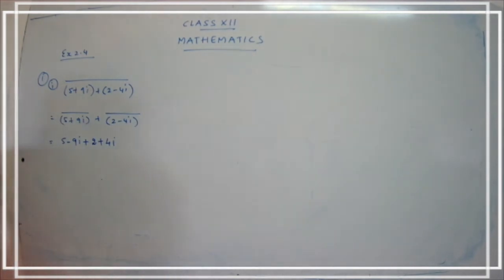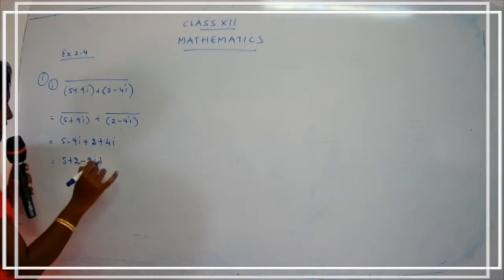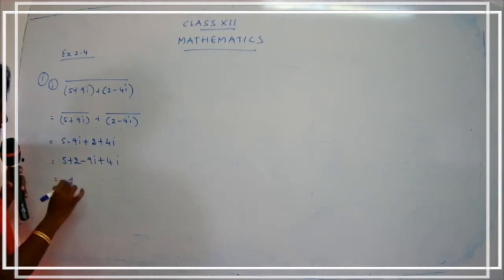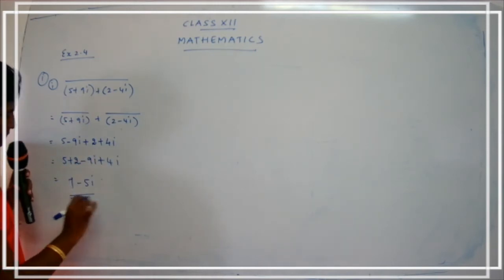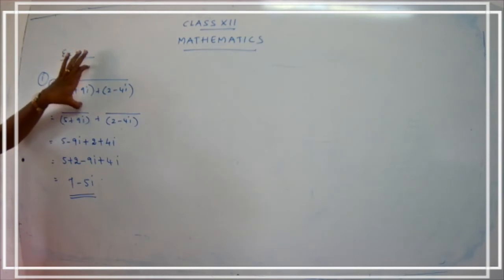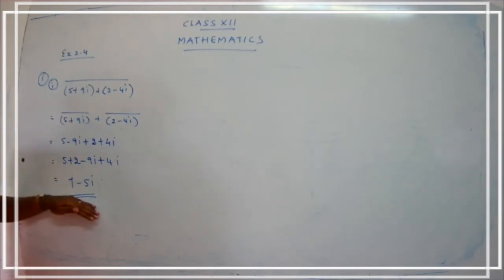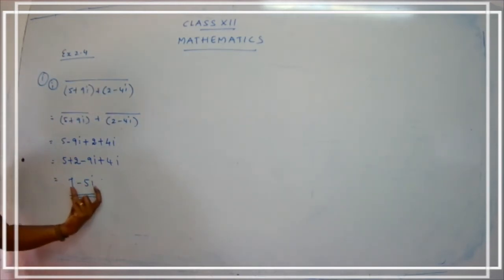Now you know how to do it. So take the real parts together and take the imaginary parts together. So this is 5 plus 2 minus 9i plus 4i. So 7 minus 5i. Very simple. This was a number in conjugate form. Now we have replaced the conjugate in terms of a rectangular form. So we have got a rectangular form.